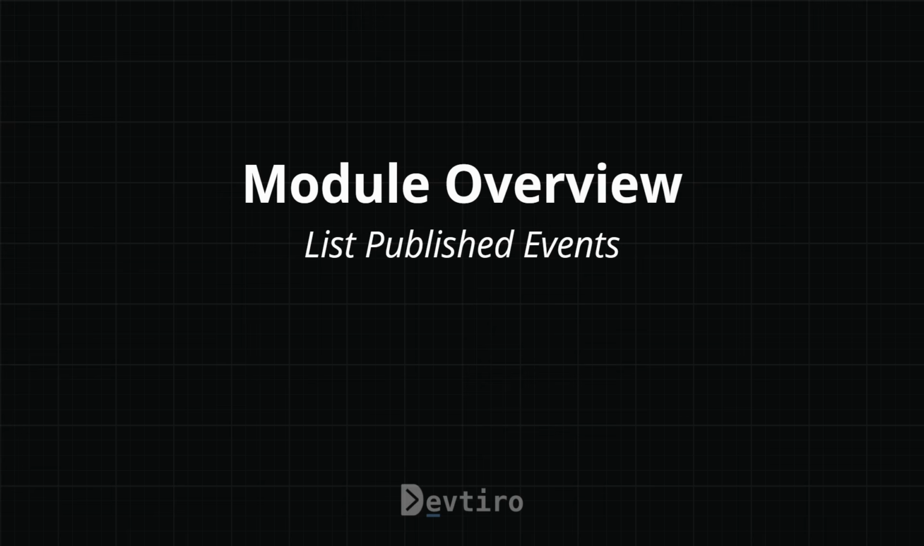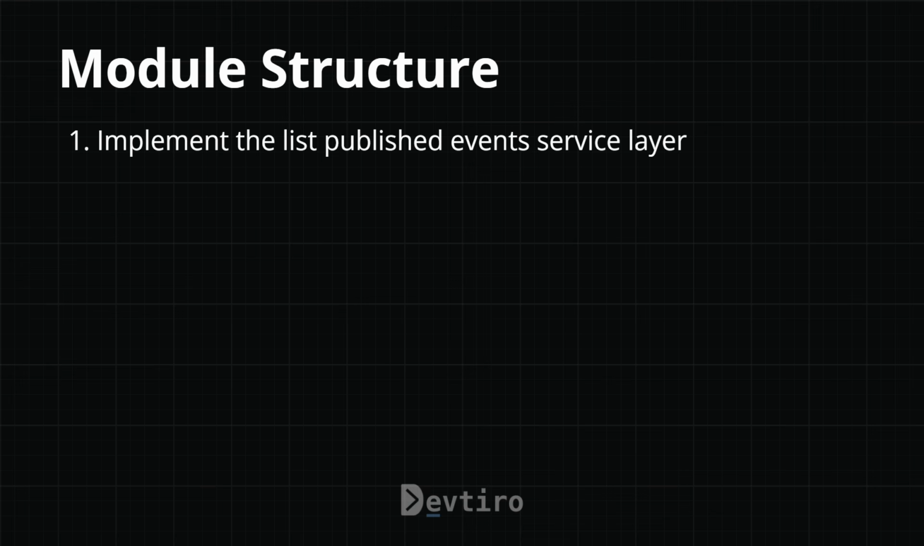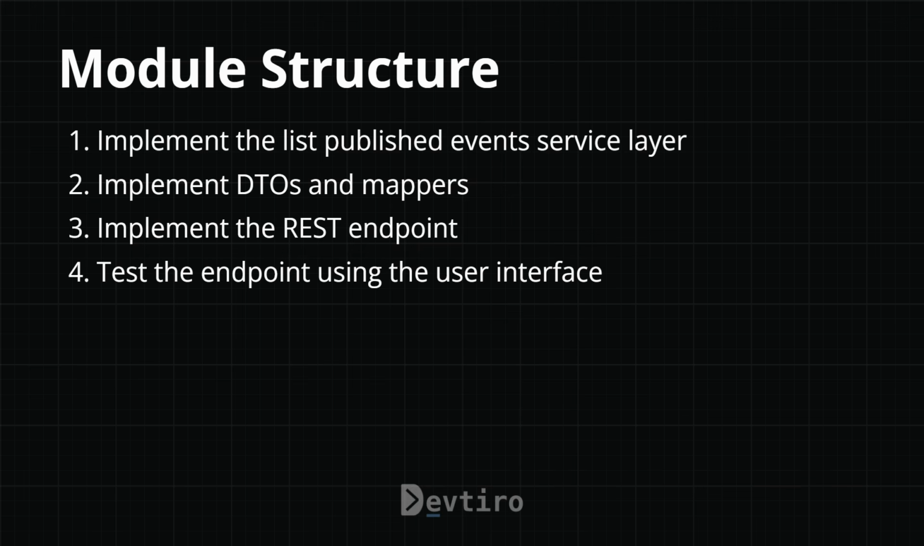In this module, we'll implement the list published events endpoint. We'll use this endpoint to populate the attendee landing page. The module is structured as follows. We'll first implement the list publish events service layer, then the DTOs and mappers. Then we'll implement the REST API endpoint, and then we'll test the endpoint using the user interface.